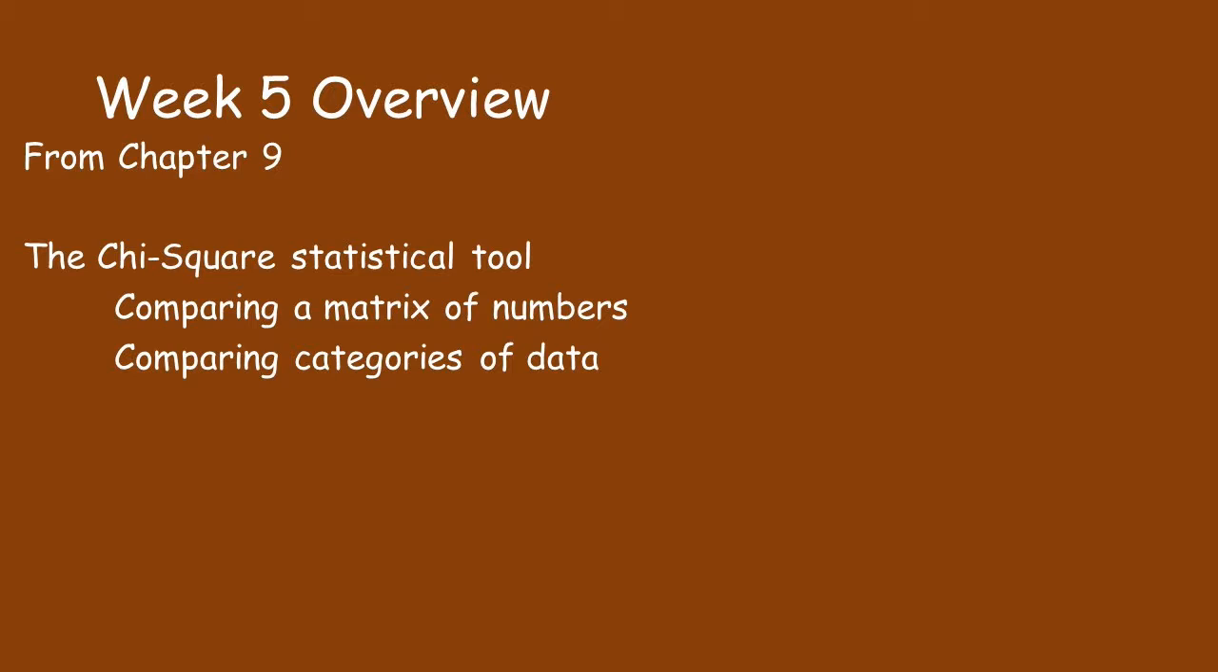So we have categories of data compared to other categories of data, or in this case, restaurants compared to order accuracy. And our question is often, are they the same or are they different? In other words, is the order accuracy the same at McDonald's and Wendy's and Burger King? Chi-square helps us to figure that out.